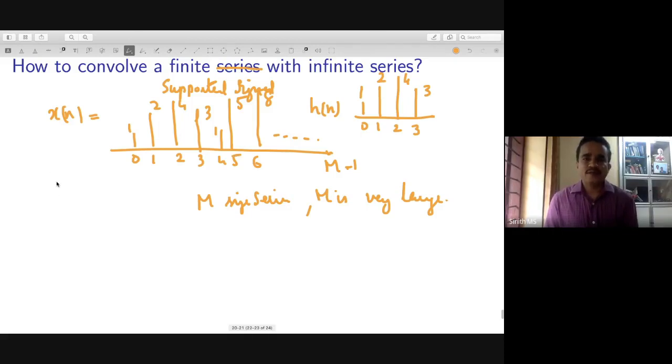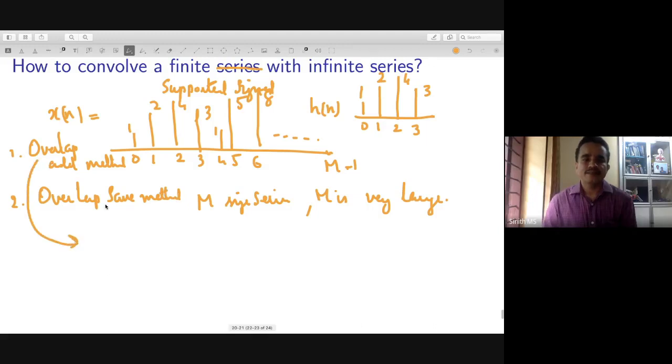So for that, we have two methods. I'll write these methods here. One is the overlap add method. Second is the overlap save method. Let us see the first method, the overlap add method.